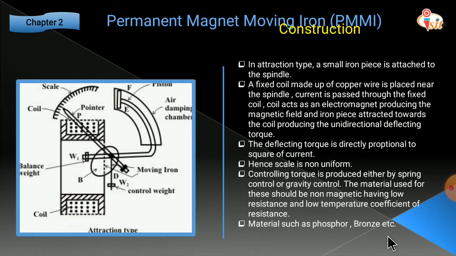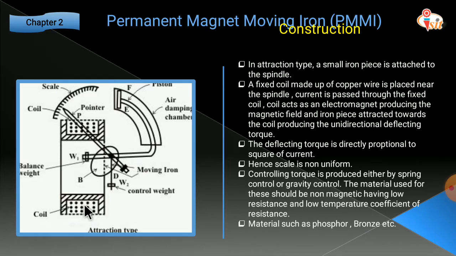I am again repeating the construction of permanent magnet moving iron. This is an attraction type permanent magnet moving iron. Here is a coil which is fixed. The aim of this coil is what? To produce the magnetic field.